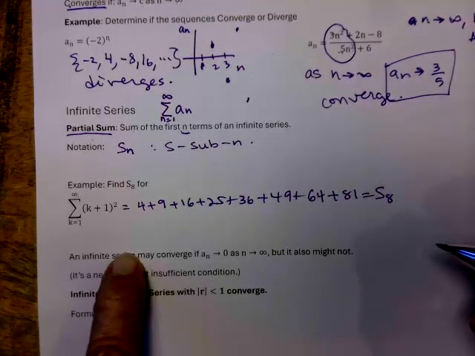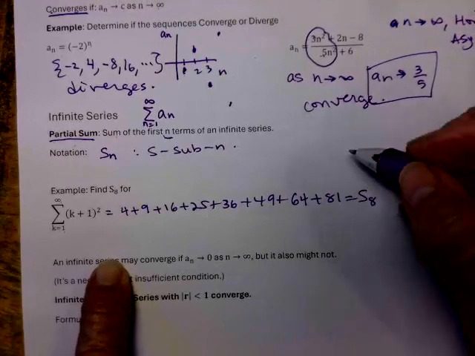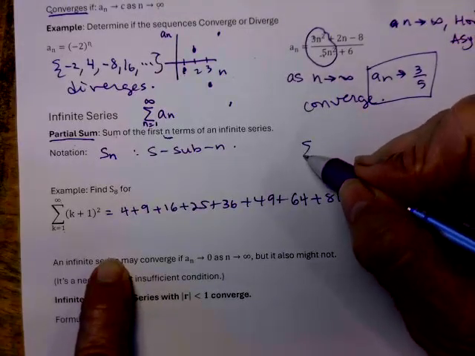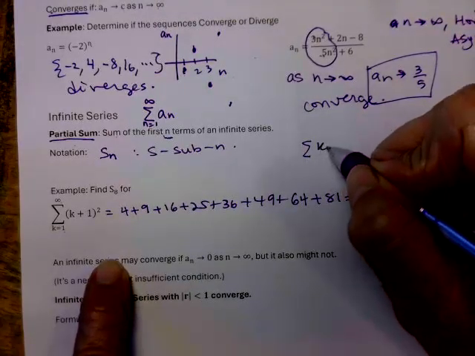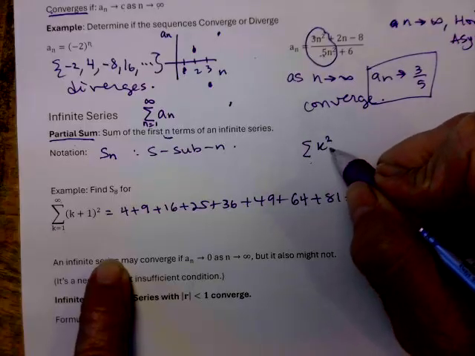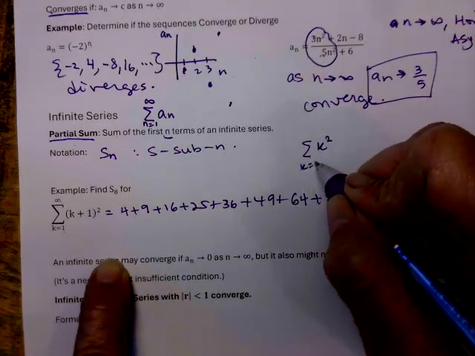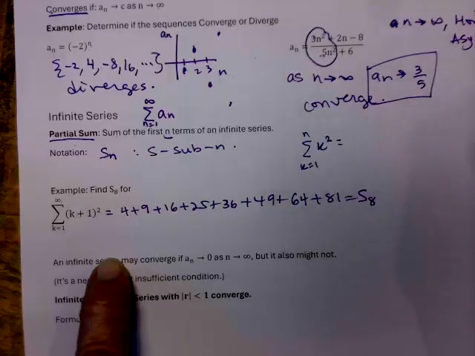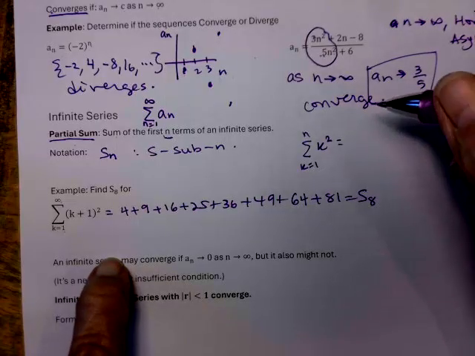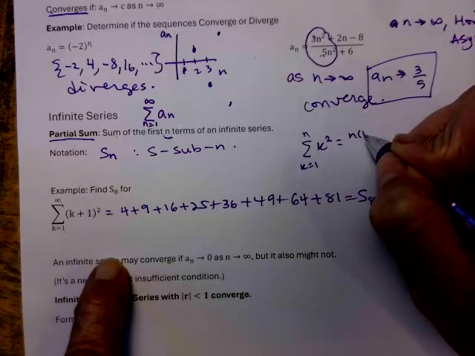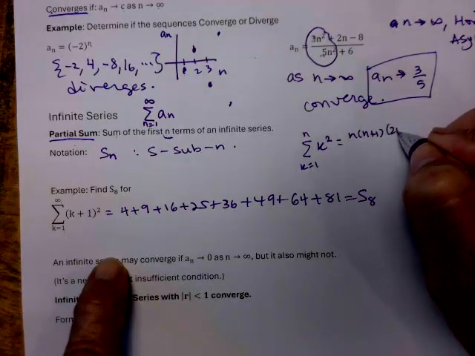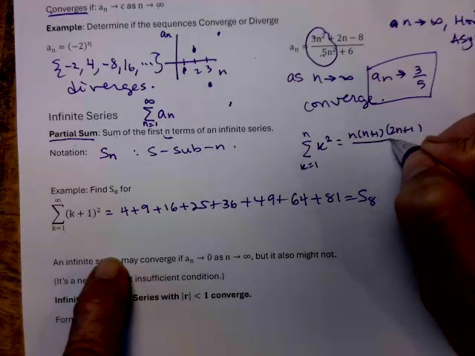Well, I don't really want to add those, and I remember my summation formula. It's not exactly what I need, but we're going to figure this out. The sum of the squares from k equals 1 to n has a formula we can use: n times (n plus 1) times (2n plus 1) all over 6.